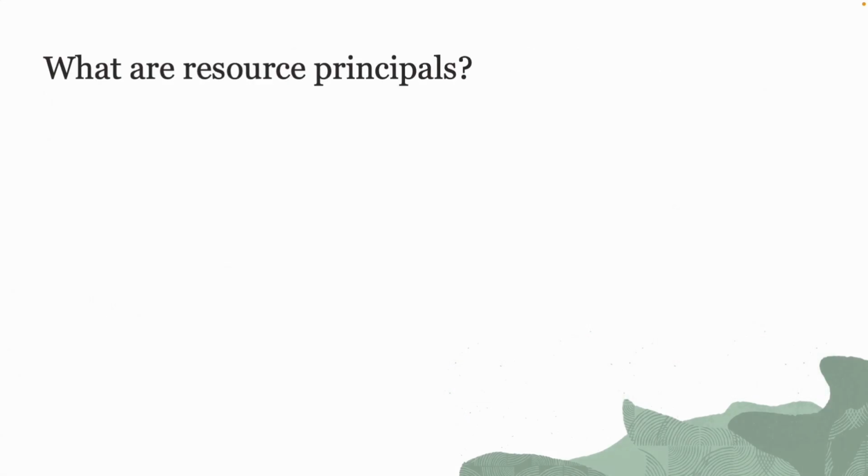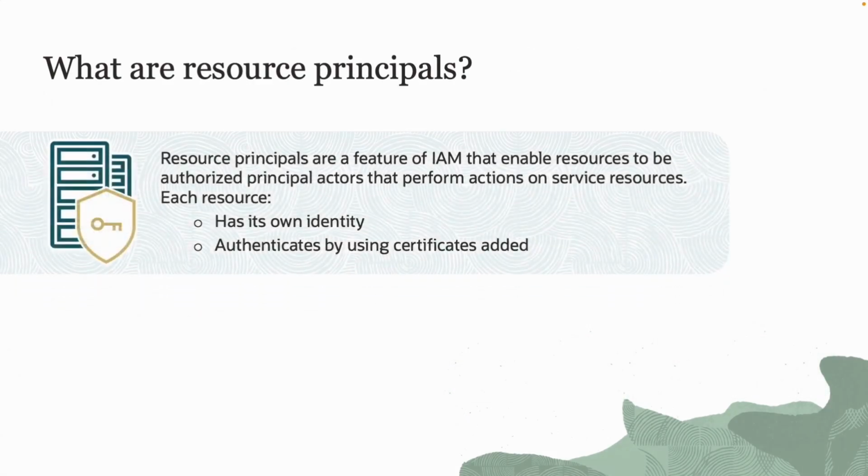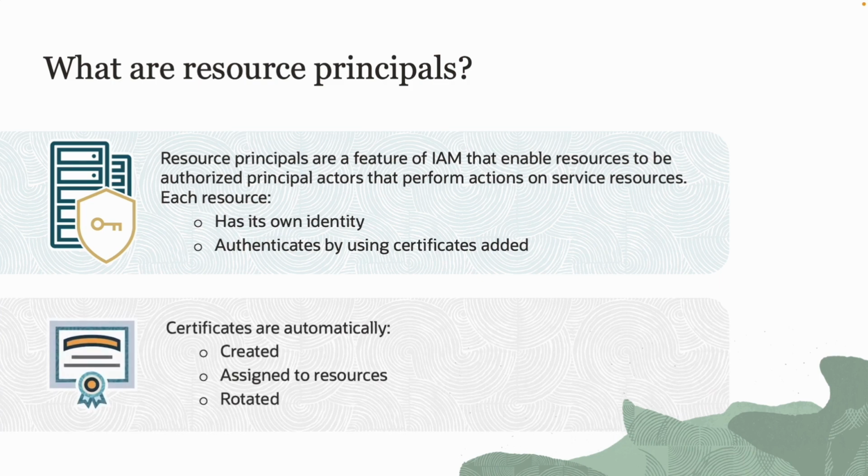A resource principal is a feature of Identity and Access Management, or IAM, that enables resources to be authorized principal actors that can perform actions on service resources. Each resource has its own identity, and it authenticates by using the certificates that are added to it. These certificates are automatically created, assigned to resources, and rotated, avoiding the need for you to store credentials in your notebook session or job.